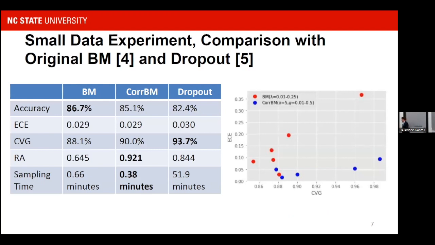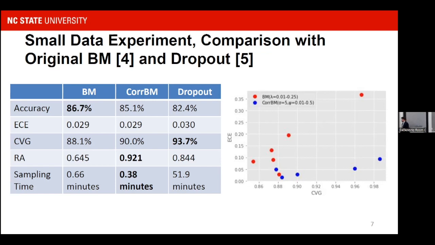So to look at some results, this figure on the right is a plot of the coverage values versus the calibration error values for our proposed correlated belief matching framework and the original belief matching framework that we're extending. You can see that for our approach, we're able to achieve a high coverage while also maintaining a low calibration error, compared to the original belief matching framework, which has to settle for a high calibration error in order to achieve good coverage. And so we're able to obtain a much better trade-off between these two metrics using our approach.